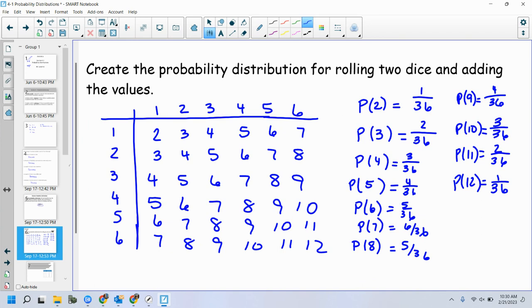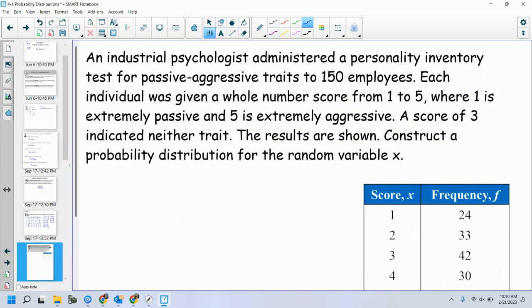Now, was this experimental or theoretical probability? Theoretical, right? Did I actually roll these dice? No, because that would be an experiment, right? This is more theoretical. Does that work the same way for experimental? Yeah, works the same way for experimental.